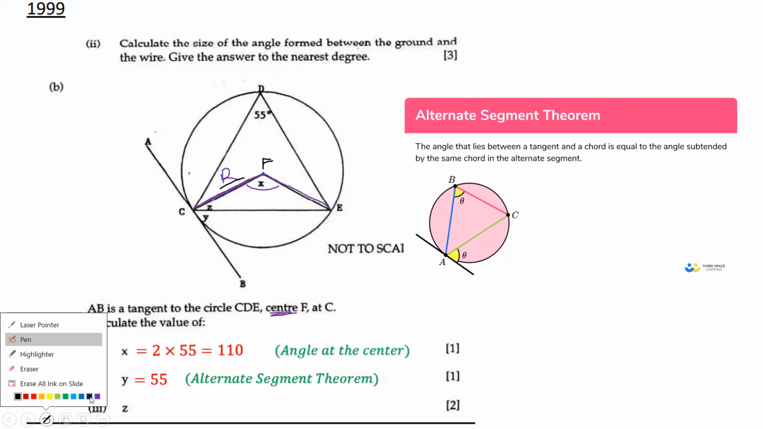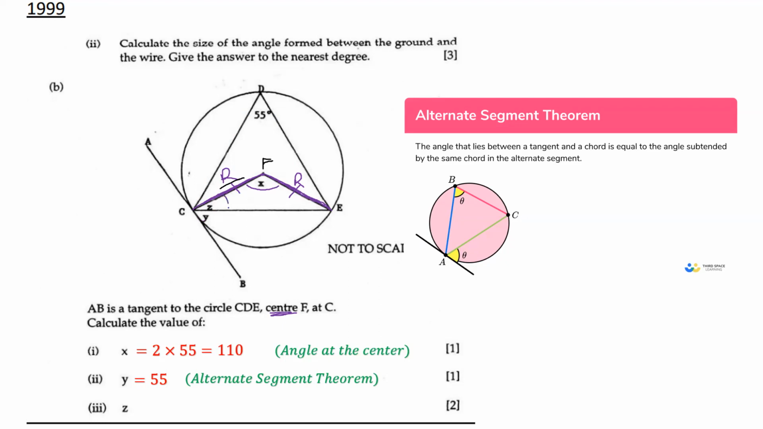And then this part is also the radius from F to E, right? So both of them are the radius. And since both of them are the radius, they are equal in length. That means that this side is equal to this side. What that also means is that the angles are equal. So if this is Z, this must also be Z. Both of them are equal to the same angle.